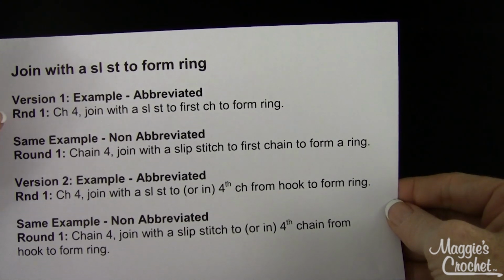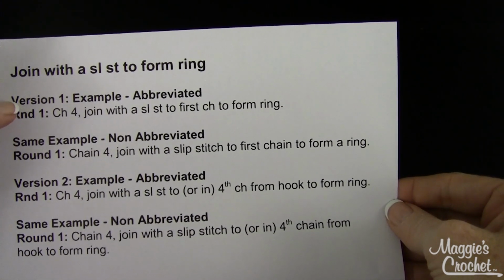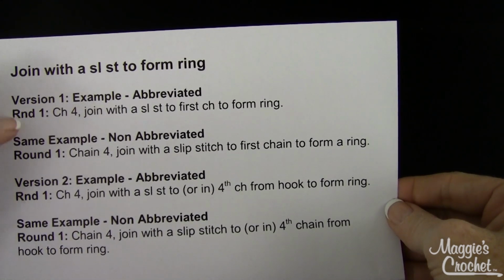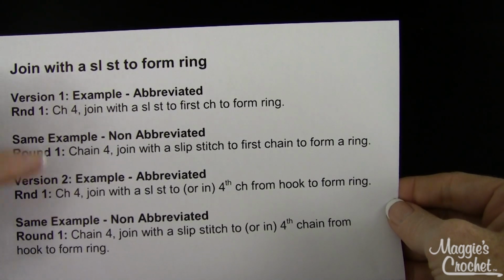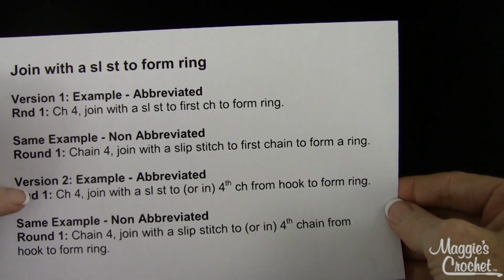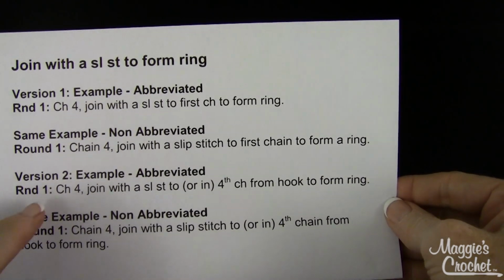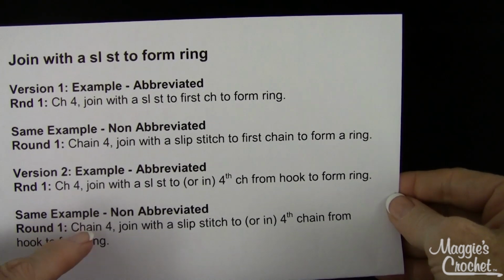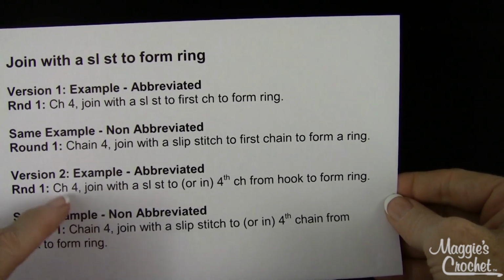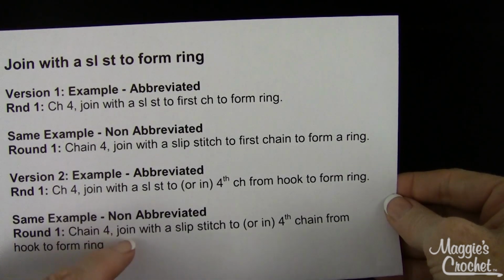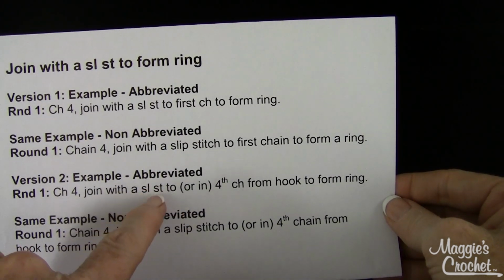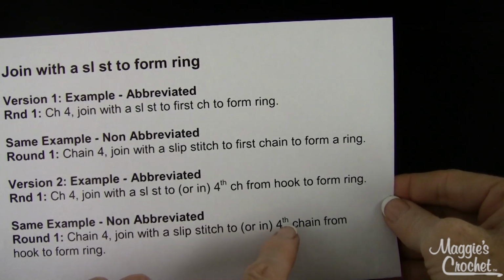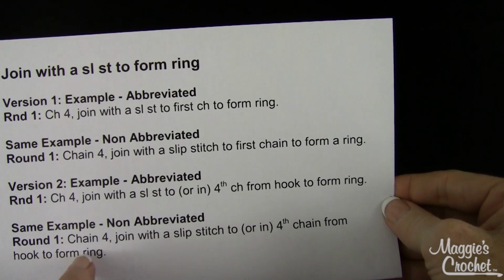And different pattern companies say things differently. But if you have a basic understanding of these two versions, when you see something like this, it'll be similar to this, so you'll know what they're talking about. So in example 2, here's the non-abbreviated way to look at it. Instead of CH, chain. Chain 4, join with slip stitch instead of SLST, to or in, the fourth chain from hook to form ring.